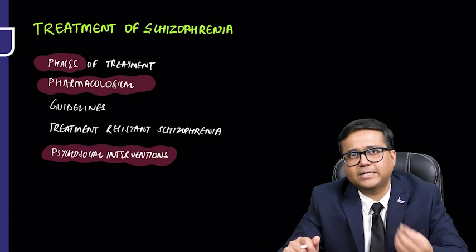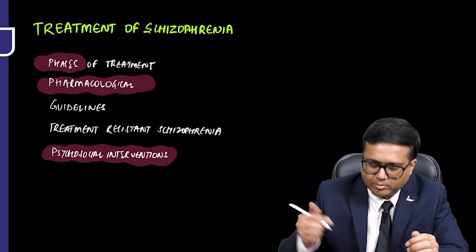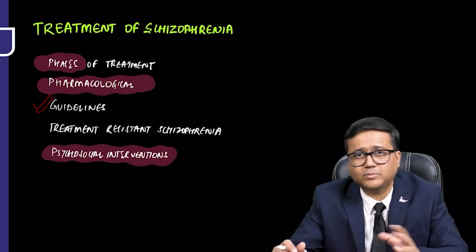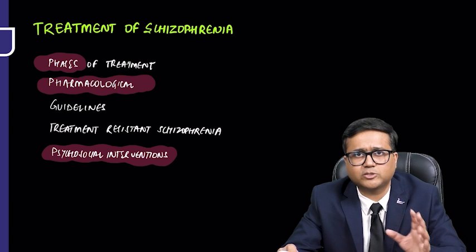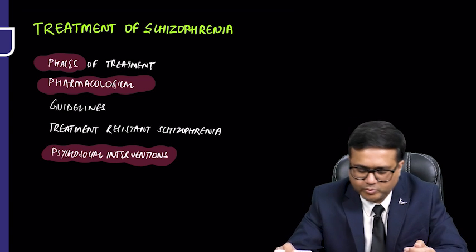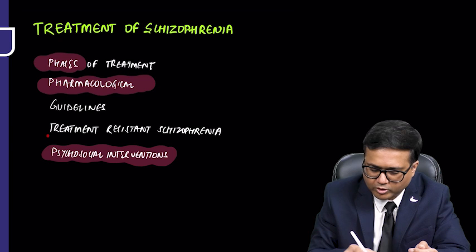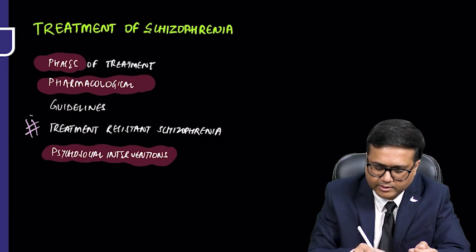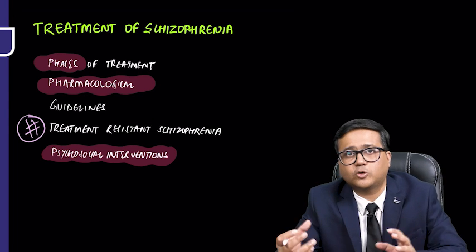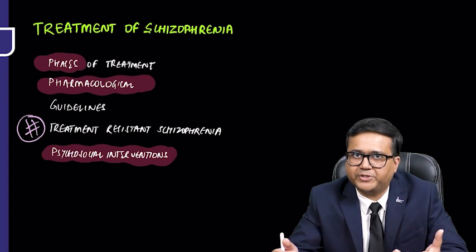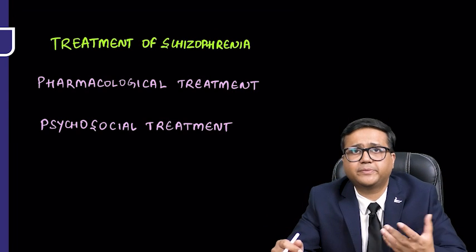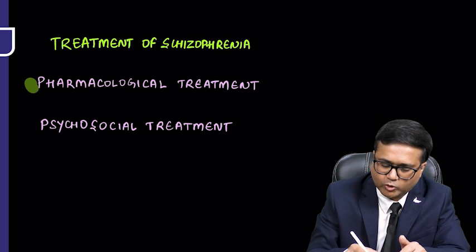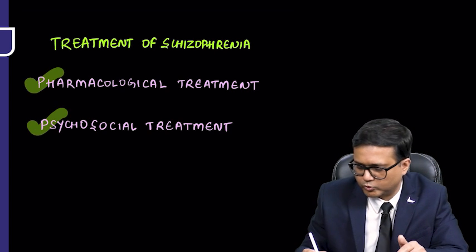We'll discuss in great detail about each of these modalities, and we'll also touch upon some important guidelines, some latest guidelines related to the treatment, especially the pharmacological management. And of course, we'll also talk about this very important topic, that is treatment-resistant schizophrenia. Sometimes questions may be asked just on this topic as well in your theory paper. So let's talk about the treatment of schizophrenia. And again, there are 2 modalities. One is the pharmacological and the other is psychosocial treatment.